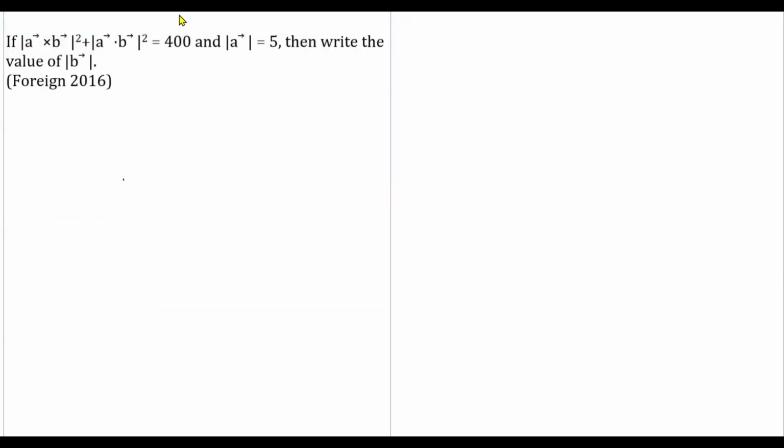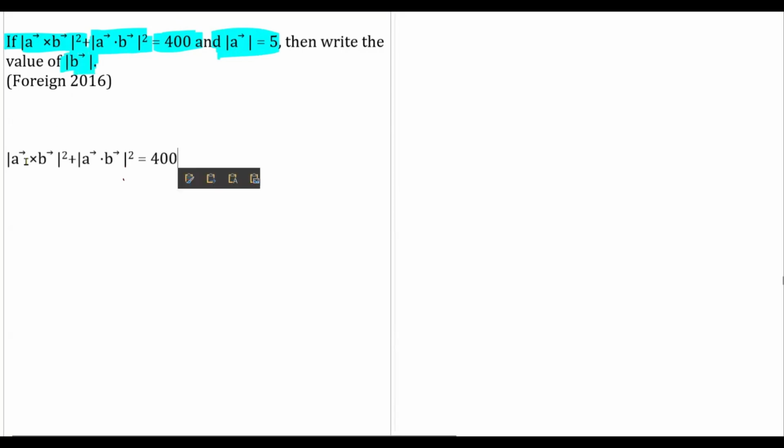Right. In the next question, it's given that magnitude of A cross B whole square and magnitude of A dot B whole square is equal to 400. Further, we are given the value of A magnitude and we have to get the value of B magnitude. Now what I'll do is first begin with writing the information. This is what we have.